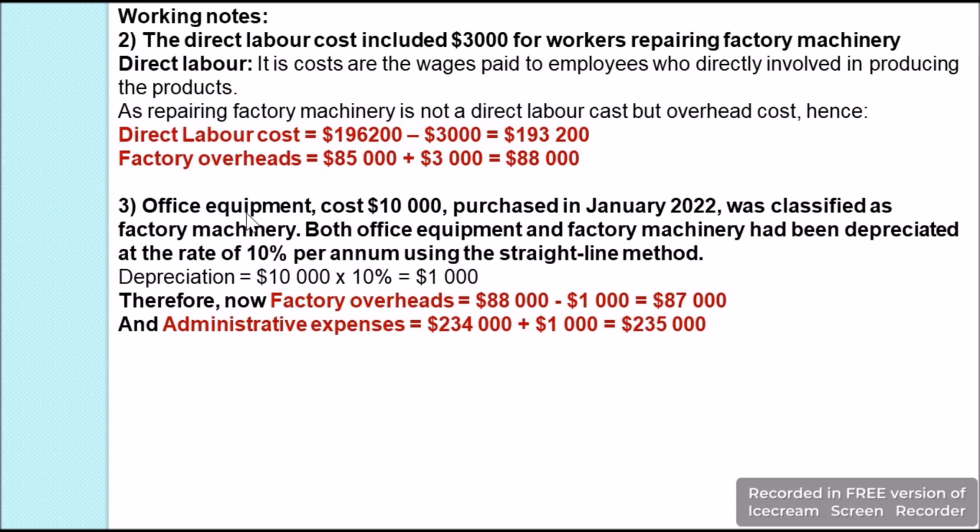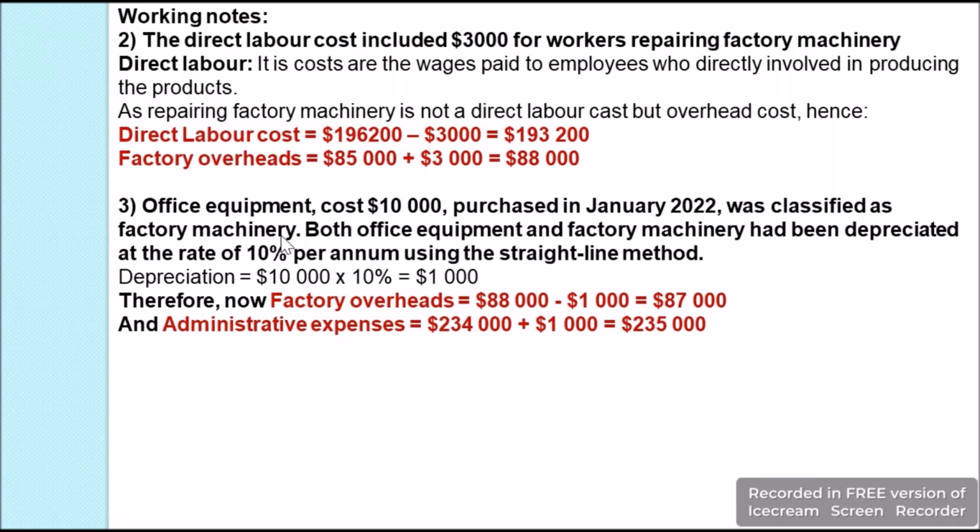Furthermore, additional information which was provided was that the office equipment cost of $10,000 purchased in January 2022 was classified as factory machinery. Both office equipment and factory machinery have been depreciated at the rate of 10% per annum using the straight line method of depreciation.